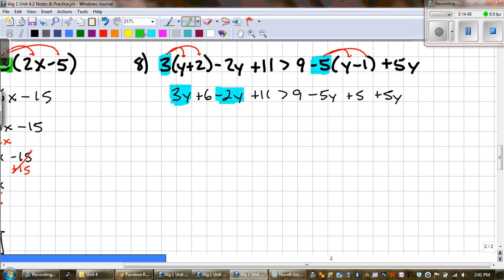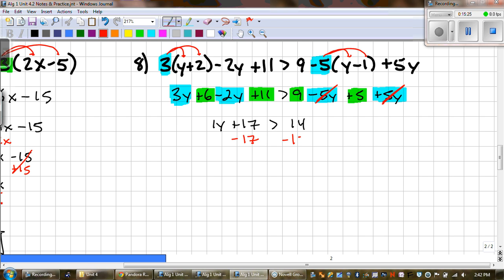So on the left side, we need to combine our like terms. 3 minus 2 is 1y, and 6 plus 11 is 17. Okay? Now, on the right side, we have 9 and 5, and then negative 5y plus 5y. Well, negative 5y plus 5y, those guys end up canceling out, and then 9 plus 5 is 14.